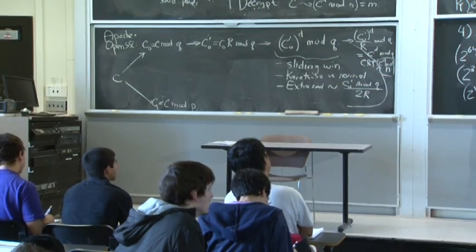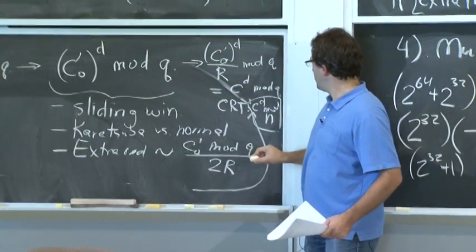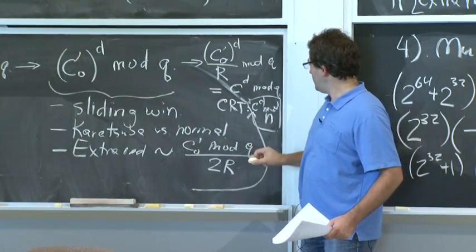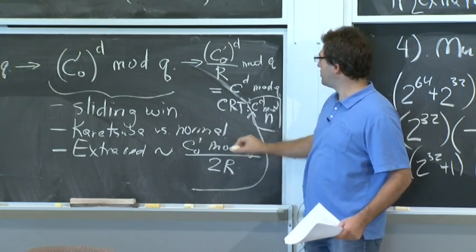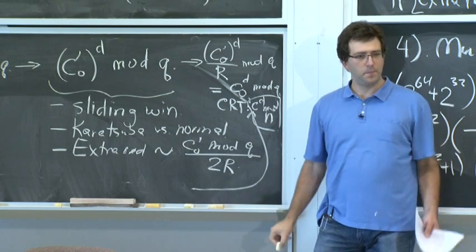Isn't that C0 to the d mod q and C1 to the d mod p when you assemble them back? Yeah, you're probably right. Yeah, C1 to the D, C0 to the D. Yeah, right. This is C0. Yeah, you're right. Question?